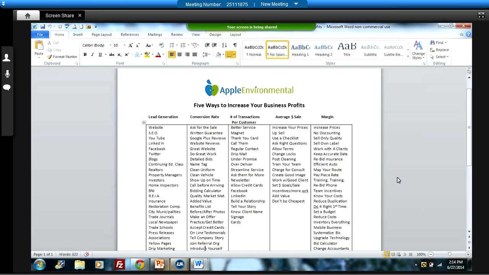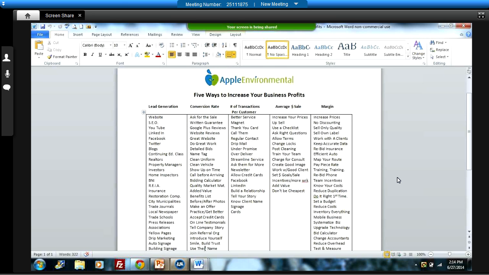How do I increase my average dollar sale? I already told you the first one. Increase your prices. Upsell. Sell other services. Allow them terms. Do other things that you can do. Maybe a post cleaning or change their locks. Charge for consultation fees. A lot of people will pay it because they don't know what to do.